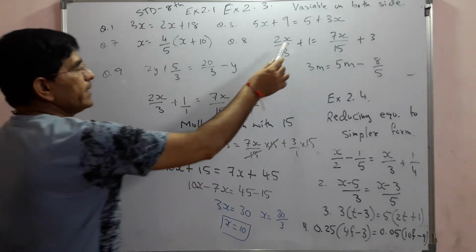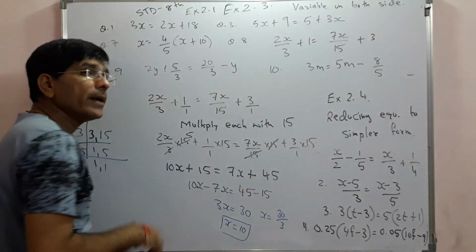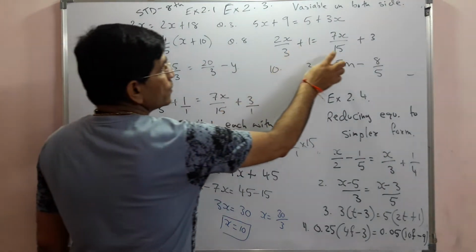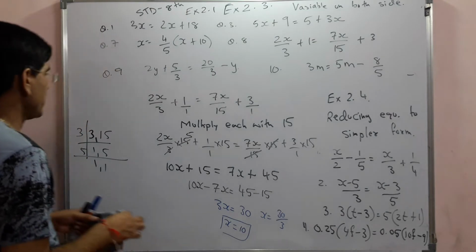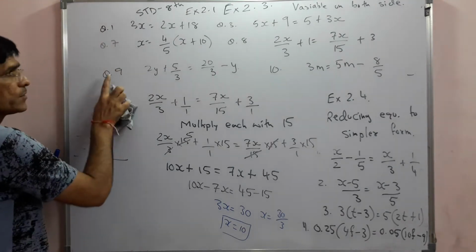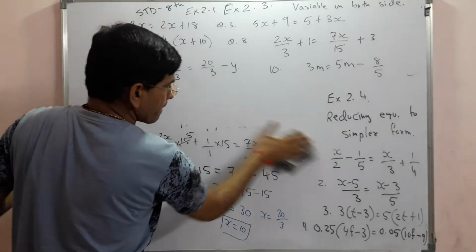Again, let me explain properly. In 2x by 3 plus 1, we have to multiply each term with 15. How many terms are there? 1, 2, 3 and 4 terms are there. Now one more sum, two sums still remain related to exercise 2.3.